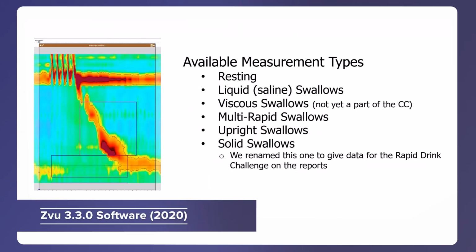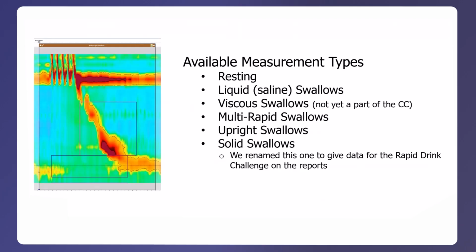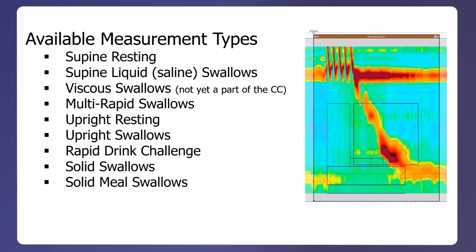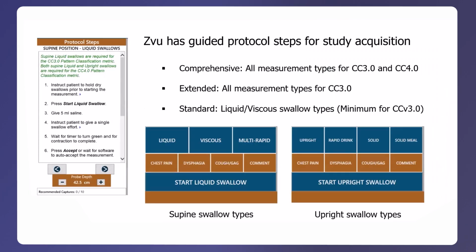Previous versions of ZView were based on Chicago 3. With them, we have been able to provide most of the data on our reports for swallow types mentioned in Chicago 4. The physicians could consider this data in light of the thresholds and criteria recommended in the newest publications. In 2025, we release ZView 3.4, introducing our Chicago 4 compatible software.